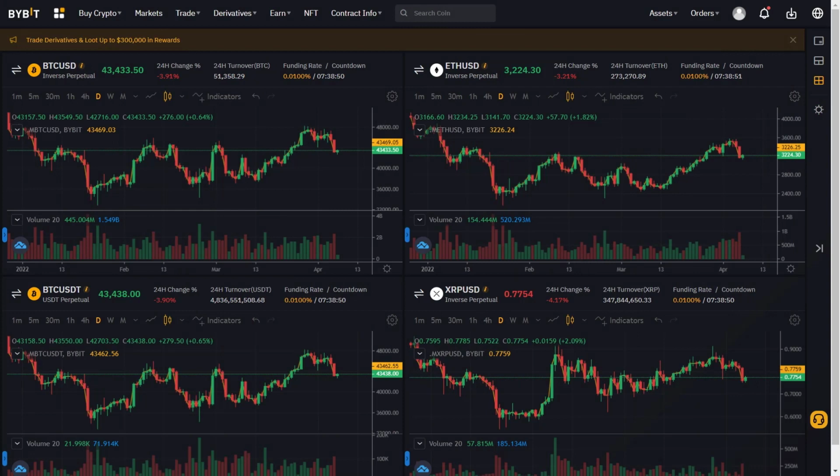I also use this 4-price layout to easily monitor multiple quotes. Hugely useful if you are a day trader. In short, Bybit is a good and reliable crypto exchange to trade on.